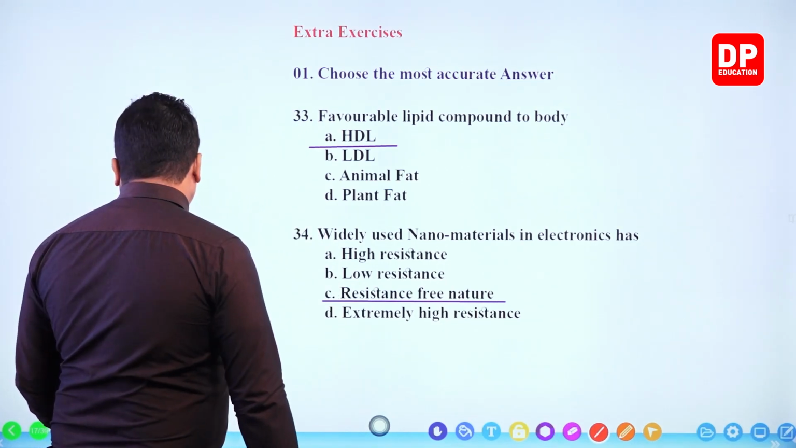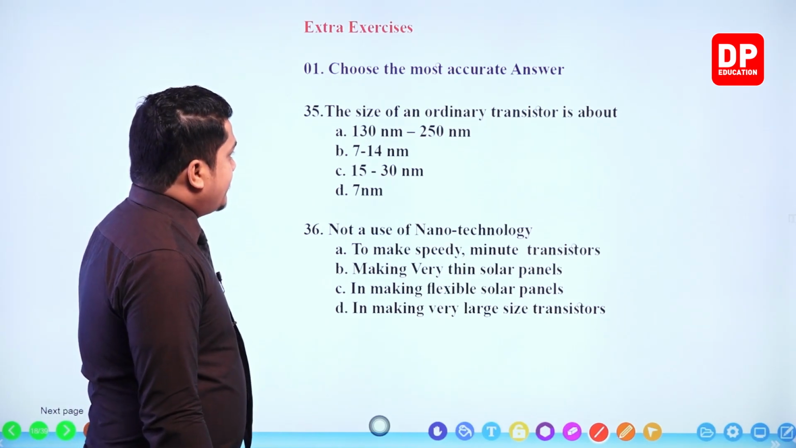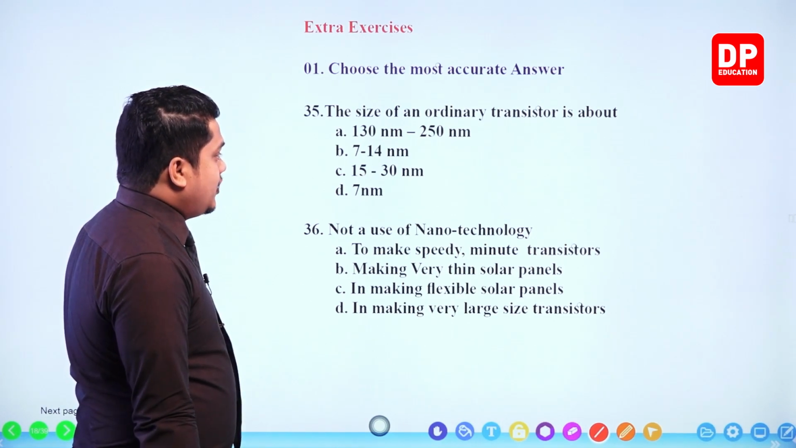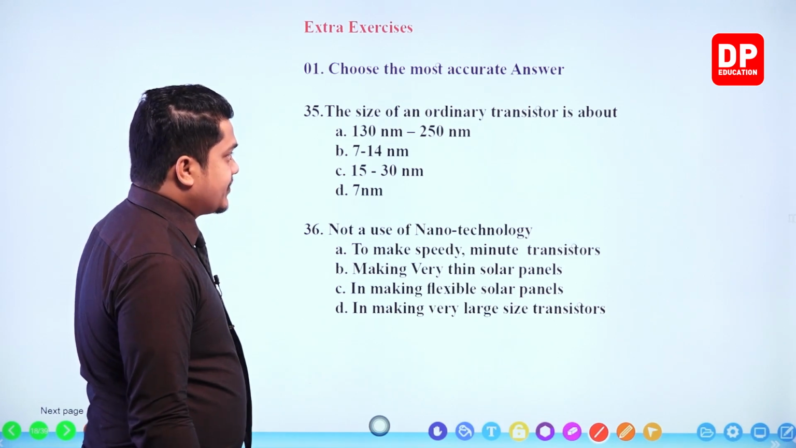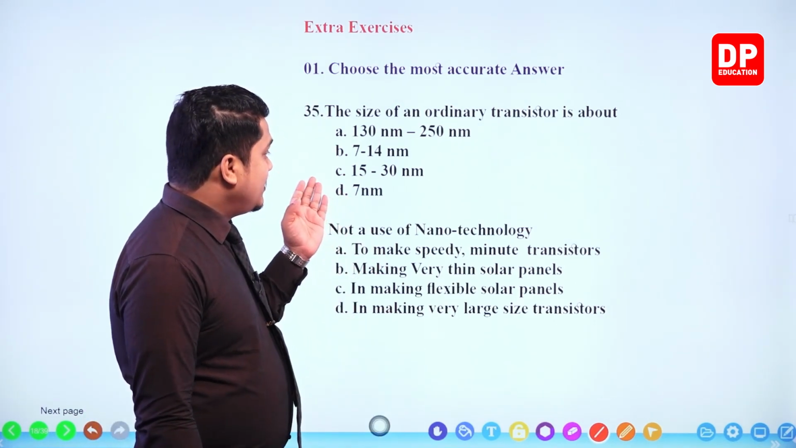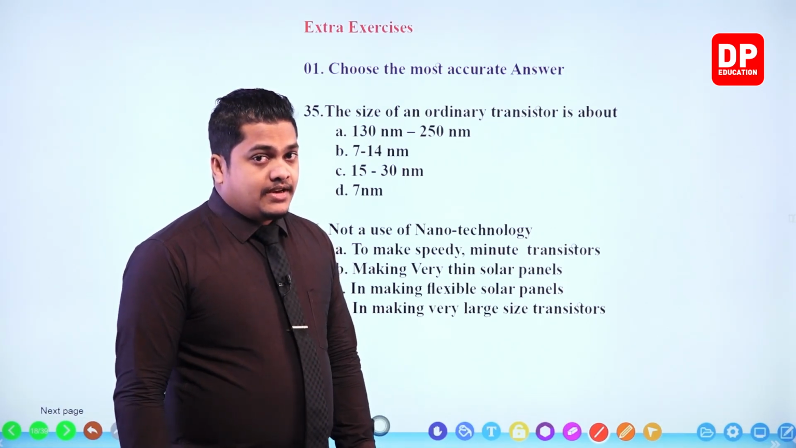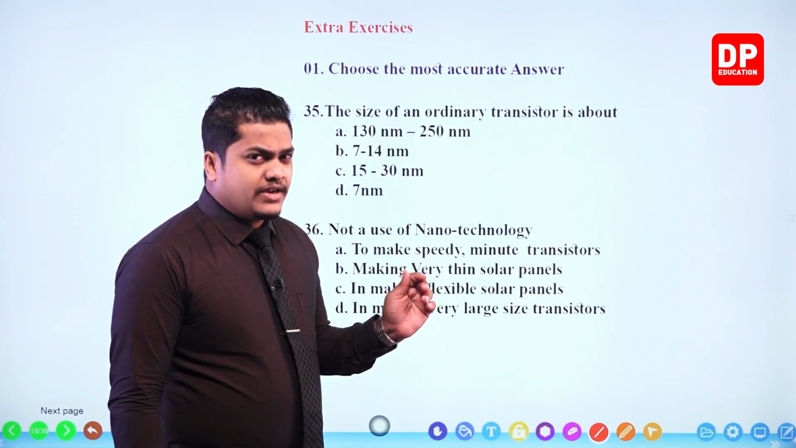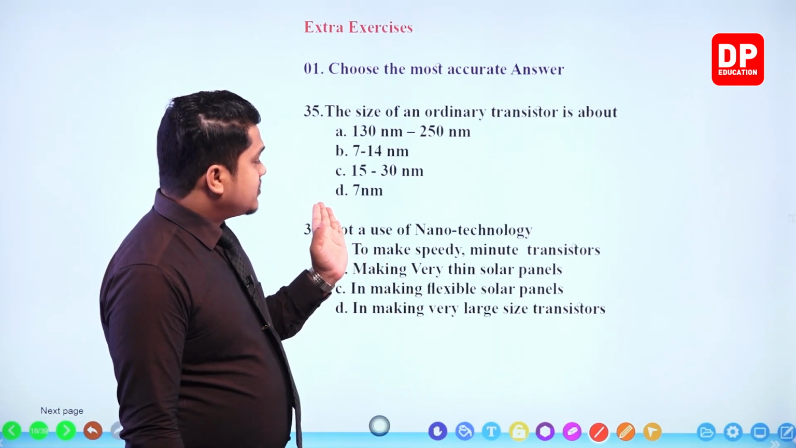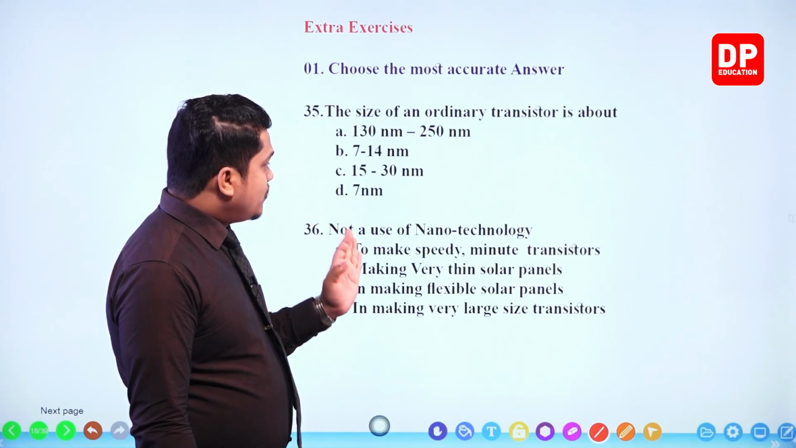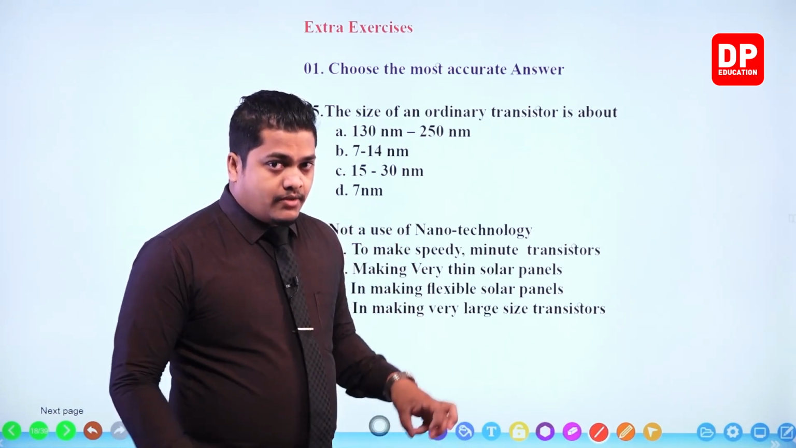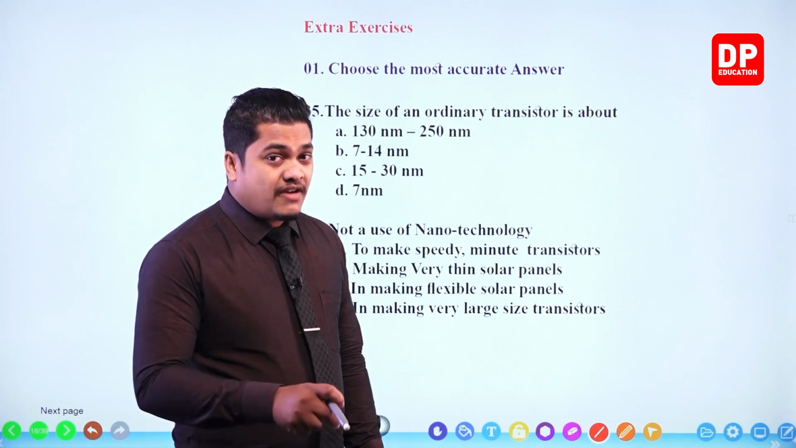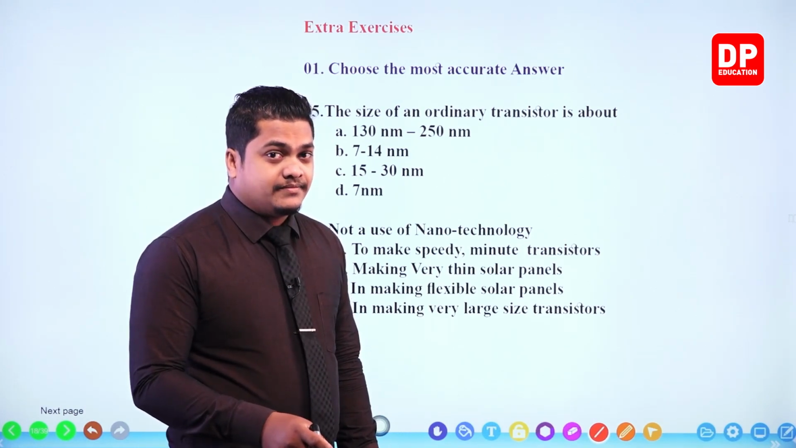Next one, question number 35. The size of an ordinary transistor is about. Ordinary transistor, not a modern one, but an ordinary transistor. You know that modern transistors are now in 5 to 7 nanometers, around 2015 in that kind of range, right? It was reduced, first of all up to 15 to 30 nanometers, then 7 to 40 nanometers, and now in these days, the size of the transistor is up to 5 nanometers, even smaller than that, right?